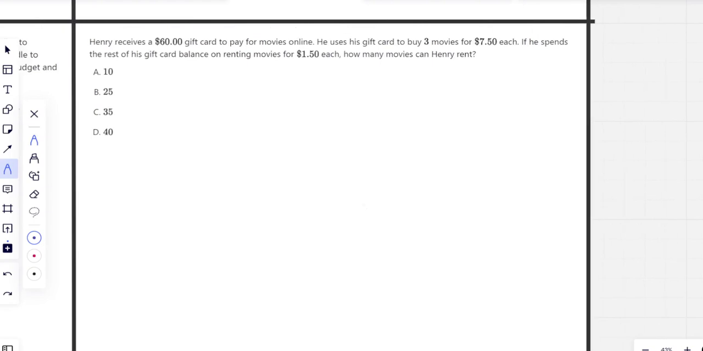Next one's a nice math one. Henry receives a $60 gift card to pay for movies online. He uses his gift card to buy 3 movies for $7.50 each. If he spends the rest of his balance on renting movies for $1.50 each, how many can he rent? Quite a simple linear equation for us to set up. If $60, we subtract off the 3 movies that he got for $7.50 each. And of course this is just $22.50.